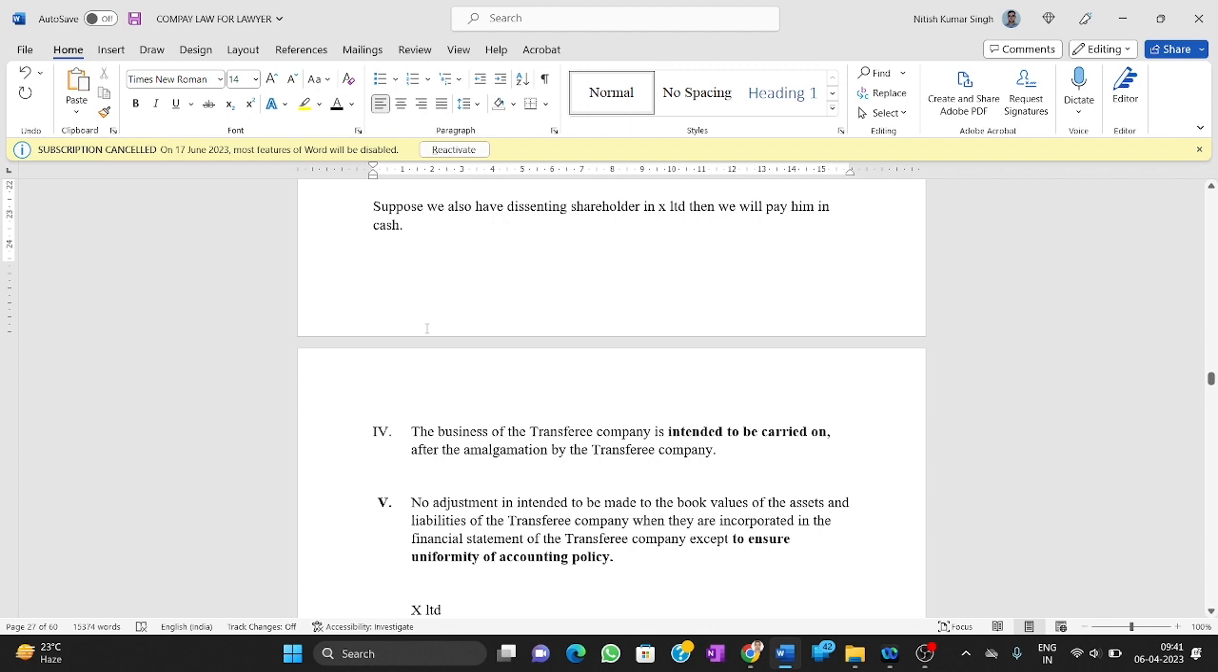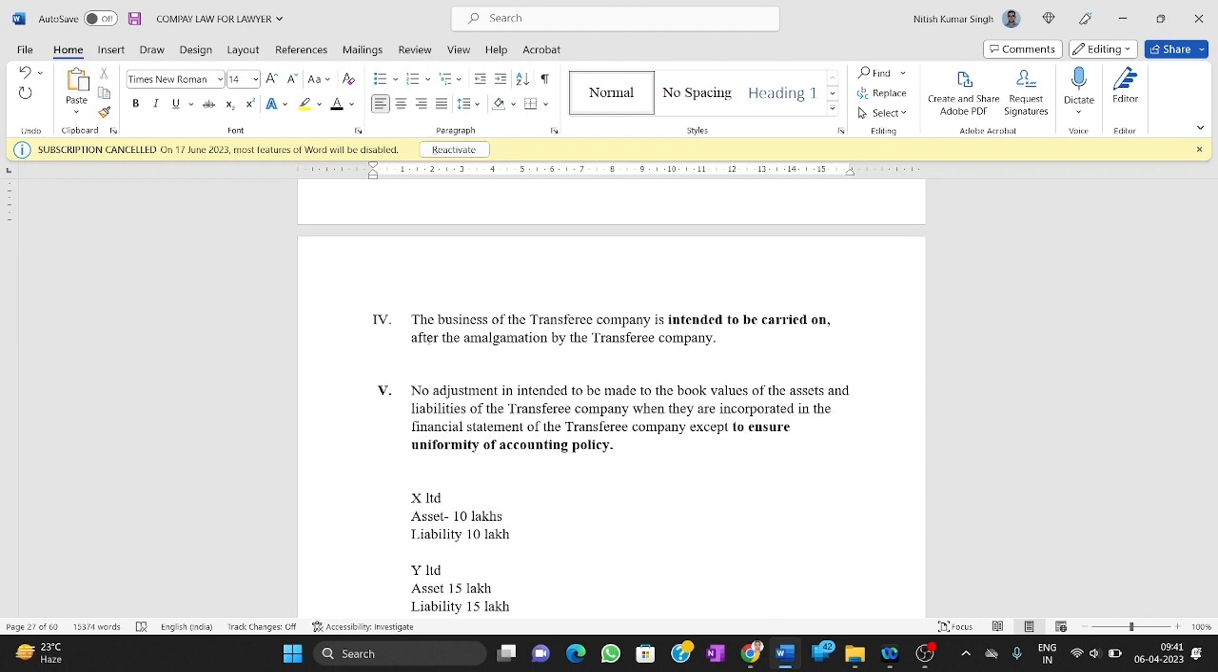Suppose there are dissenting shareholders in X or any company, or in the transferor company, so we'll pay them in cash. The dissenting shareholders will always be paid in cash. Now let's talk about the fourth point. The business of the transferor company is intended to be carried on after amalgamation with the transferee company. So in this case, the business is carried on. The business doesn't dissolve after amalgamation.